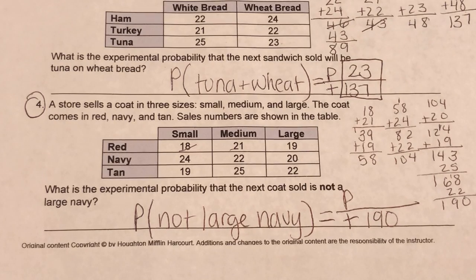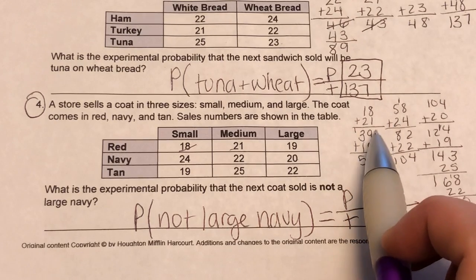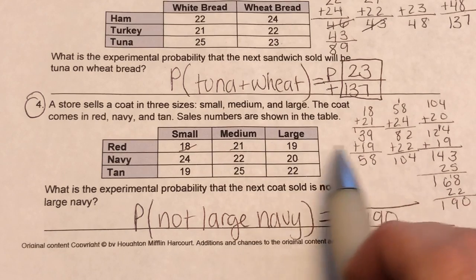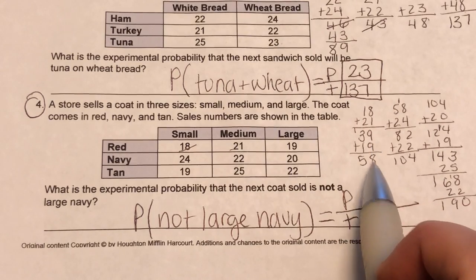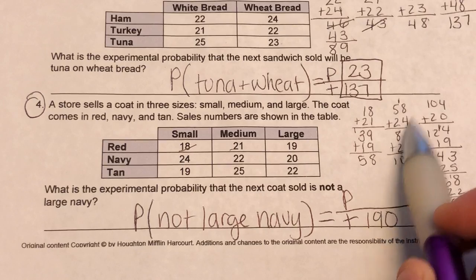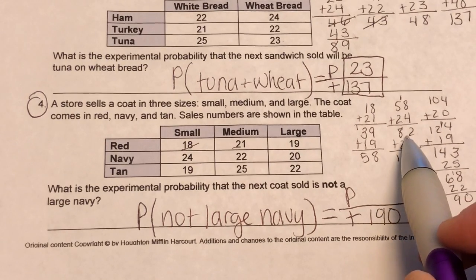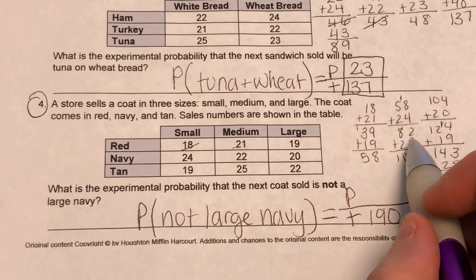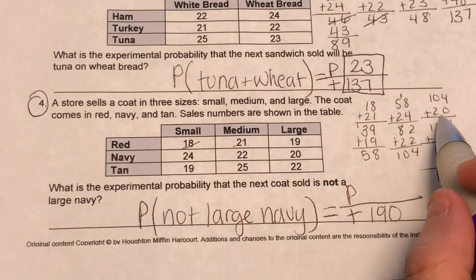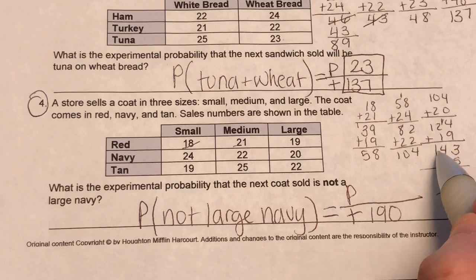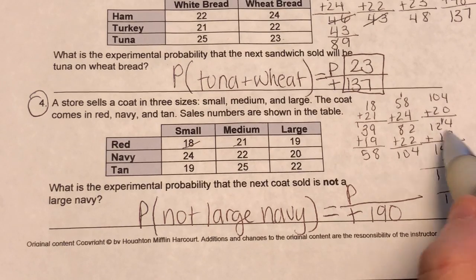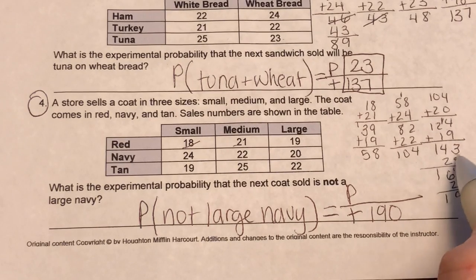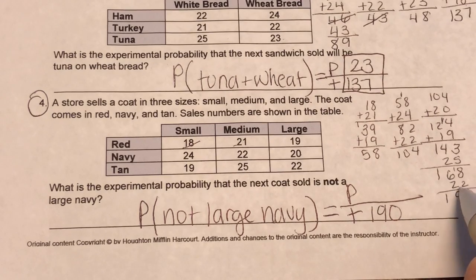Let me see. 18 plus 21 is 39. Plus 19 is 58. 58 plus 24 is 82. 82 plus 22 is 104. 104 plus 20 is 124. 124 plus 19, 143. 143 plus 25 is 168. 168 plus 22 is 190. That's right.